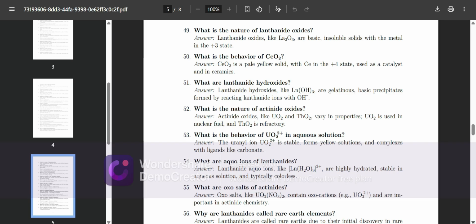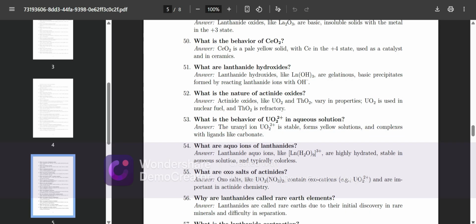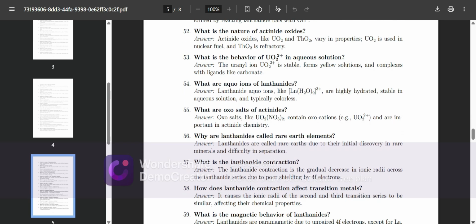What are lanthanide hydroxides? Lanthanide hydroxides like Ln(OH)3 are gelatinous basic precipitates formed by reacting lanthanide ions with OH- ions. What is the nature of actinide oxides? Actinide oxides like UO2 and ThO2 vary in properties. UO2 is used in nuclear fuel and ThO2 is refractory.